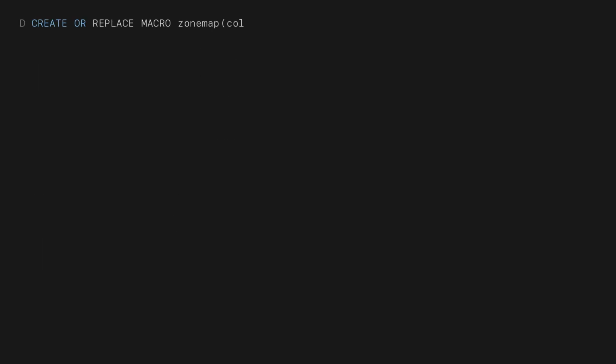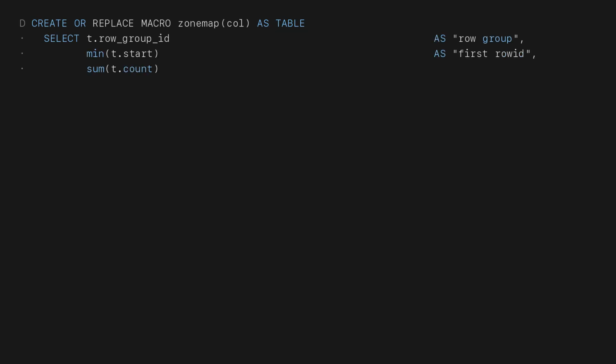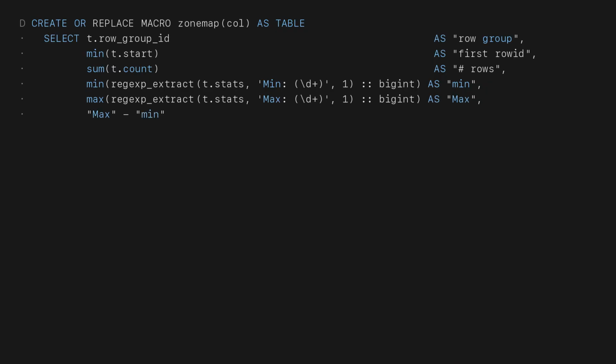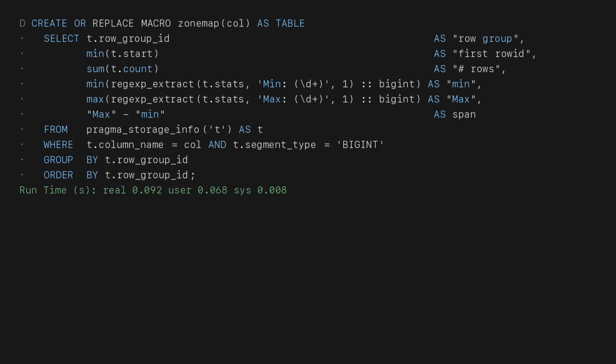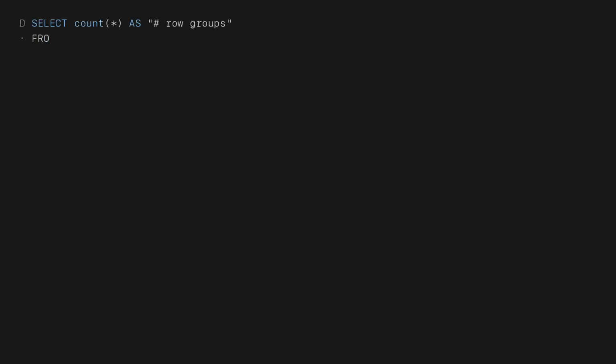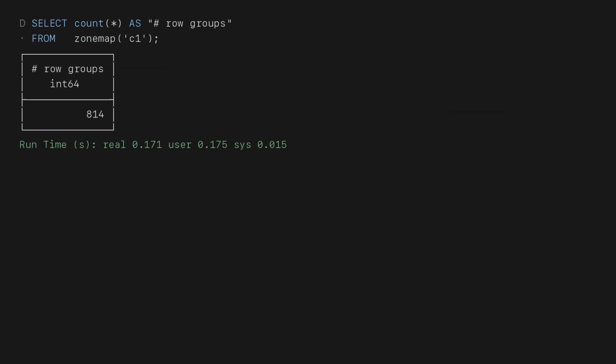The stat string is awkward to parse raw. Here's a macro that unpacks it into proper columns. The macro uses regexp extract to pull the number after min and max from the stat string cast to bigint. It groups by row group ID and takes the overall min and max across all segments in that row group. The span column is just max minus min, the width of the value range that row group covers. 814 row groups, exactly what we predicted. 100 million rows divided by roughly 122,000 rows per group, rounded up.